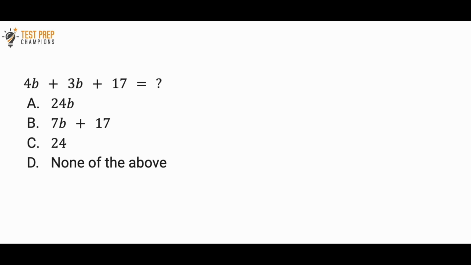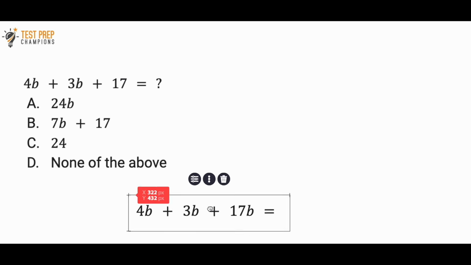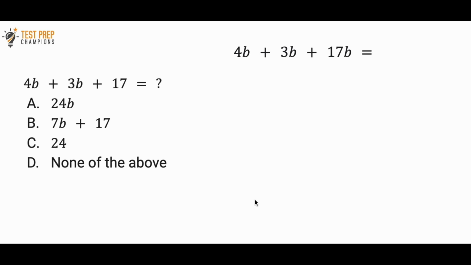Okay, so the idea here is that we have to combine the like terms. So in other words, we can only add up the numbers that have b's. So let's consider a different example here. What if I had a b paired with each number here? So what if I had 4b plus 3b plus 17b? Well, if this was the case, all we would do is just add up the numbers: 4 plus 3 plus 17, which is 24, and we would bring the b along for the ride. So if each term had a b in it, A would be the correct answer. However, unfortunately, 17 doesn't have a b, so A is actually incorrect.